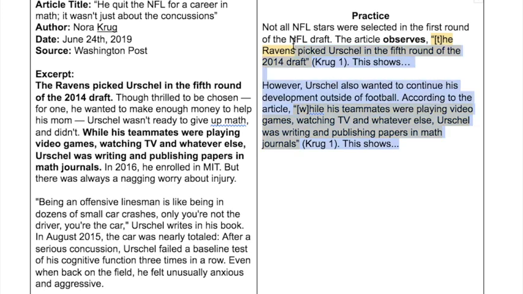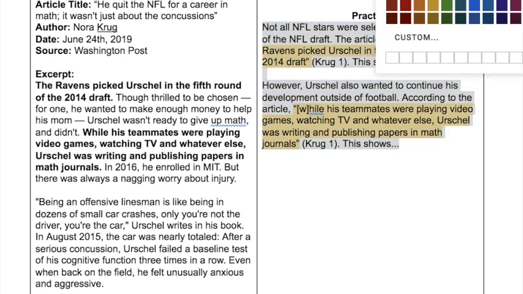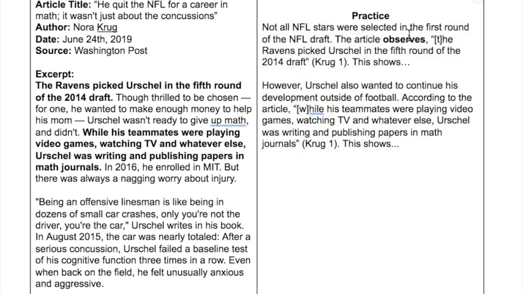I'm going to get rid of the gold because it's going to get in the way if I don't. So this first one right here, I had "the article observes." Here's my signal phrase, "observes." I had my comma, and then I had my textual evidence.